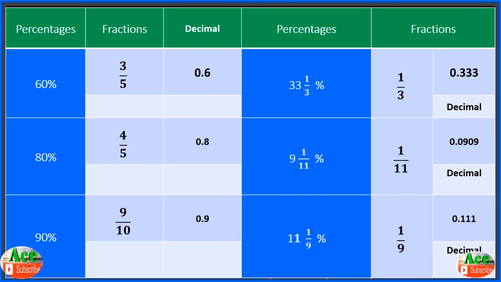9 and 1/11% can be expressed as a fraction 1/11, and as decimal 0.0909. 11 and 1/9% can be expressed as a fraction 1/9, and as decimal 0.111.